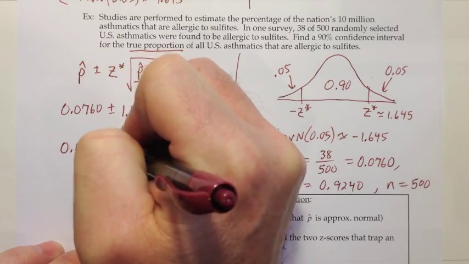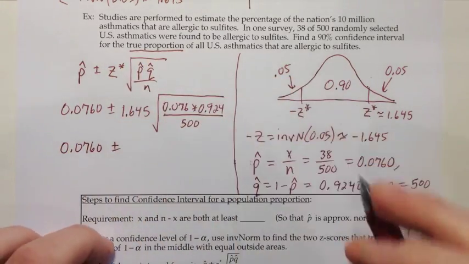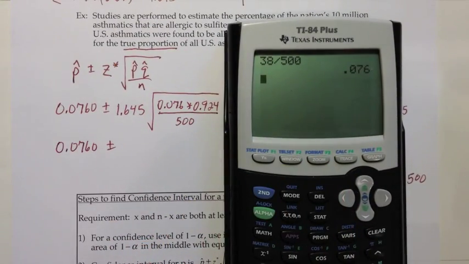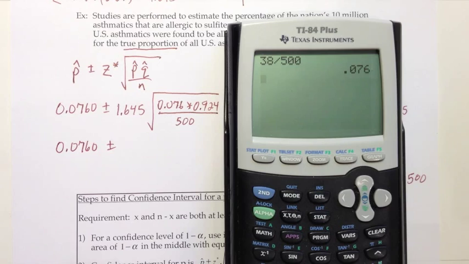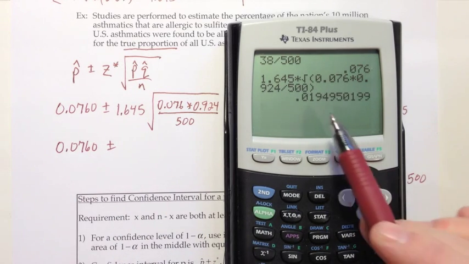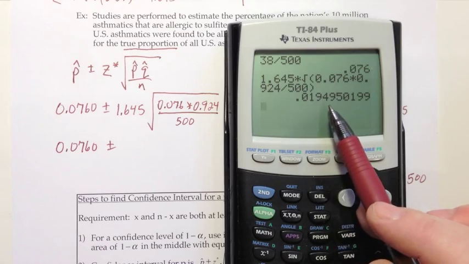0.0760 plus or minus, and now I want to work out what is that plus or minus piece. So let me bring the calculator in. 1.645 times the square root of 0.076 times 0.924, all divided by 500. And I'm going to match that to this one, so 4 decimal places, so that'll be 0.0195.